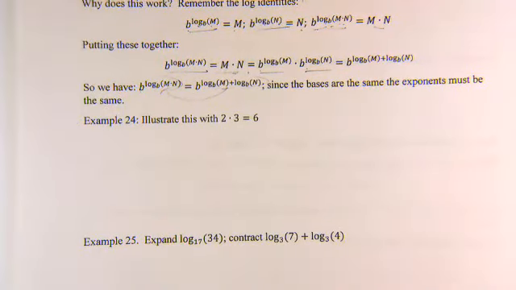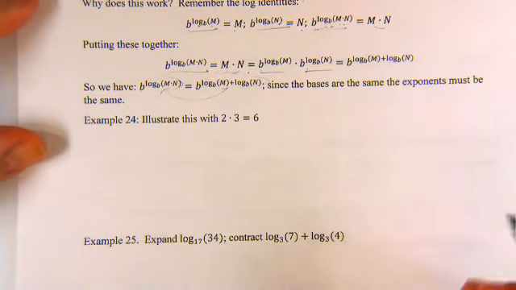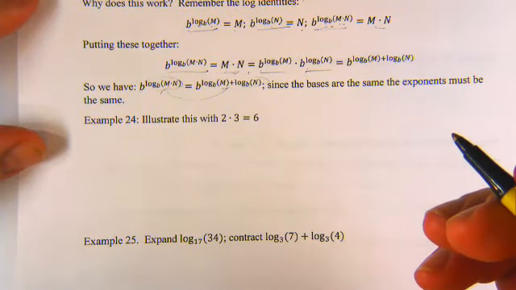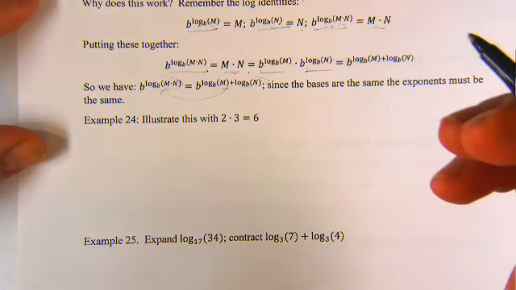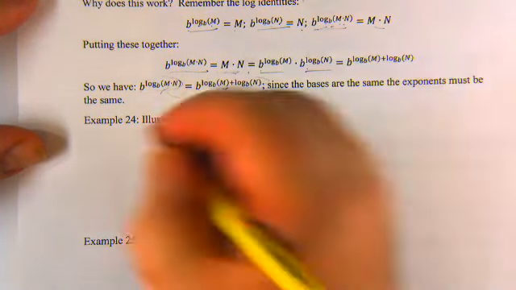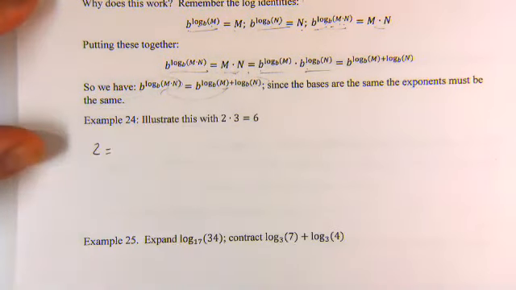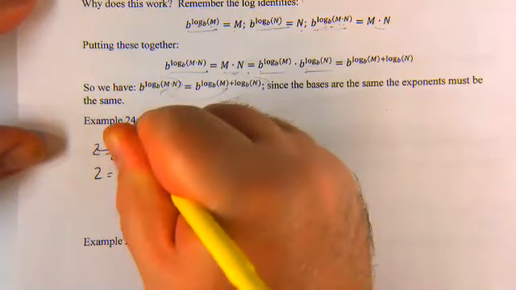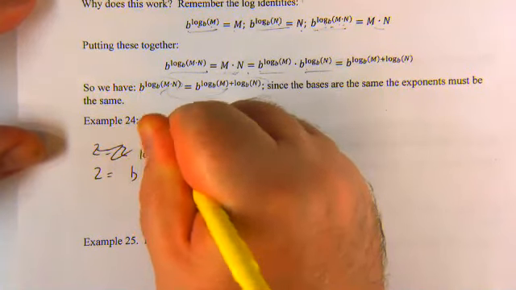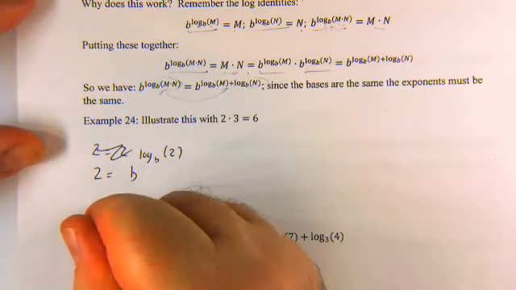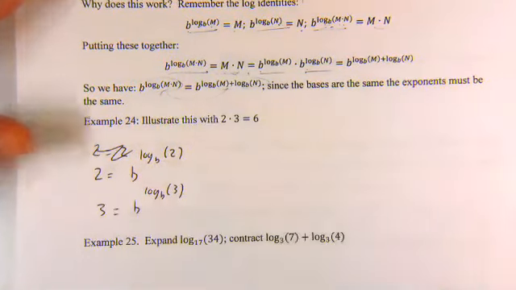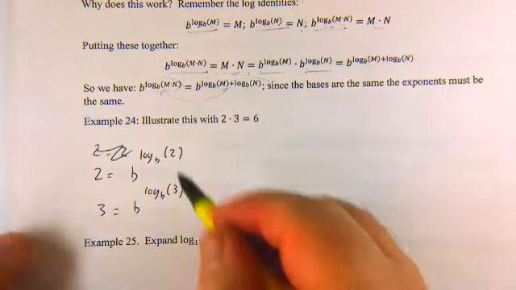So lots of letters, a little bit confusing, but how do we illustrate with 2 times 3 equals 6? Hopefully everybody's happy with the idea that 2 times 3 equals 6. We can do this in terms of logarithms by saying, well, 2 is equal to whatever base you want raised to the log base b of 2. And 3 is b raised to the log base b of 3. That's what these numbers are.